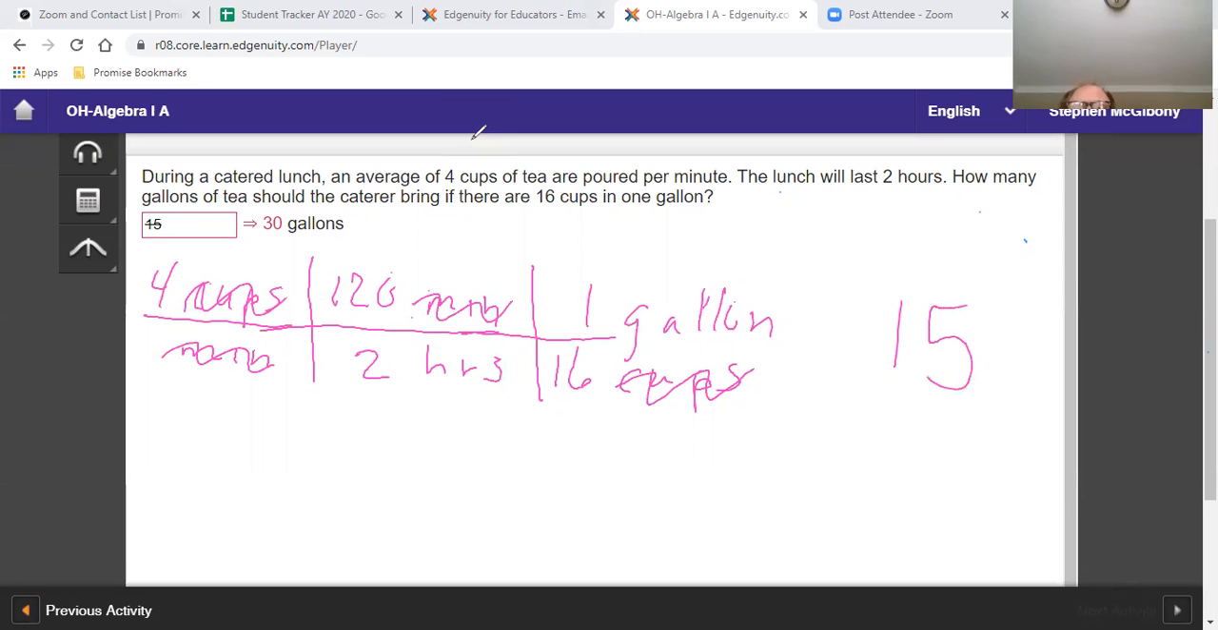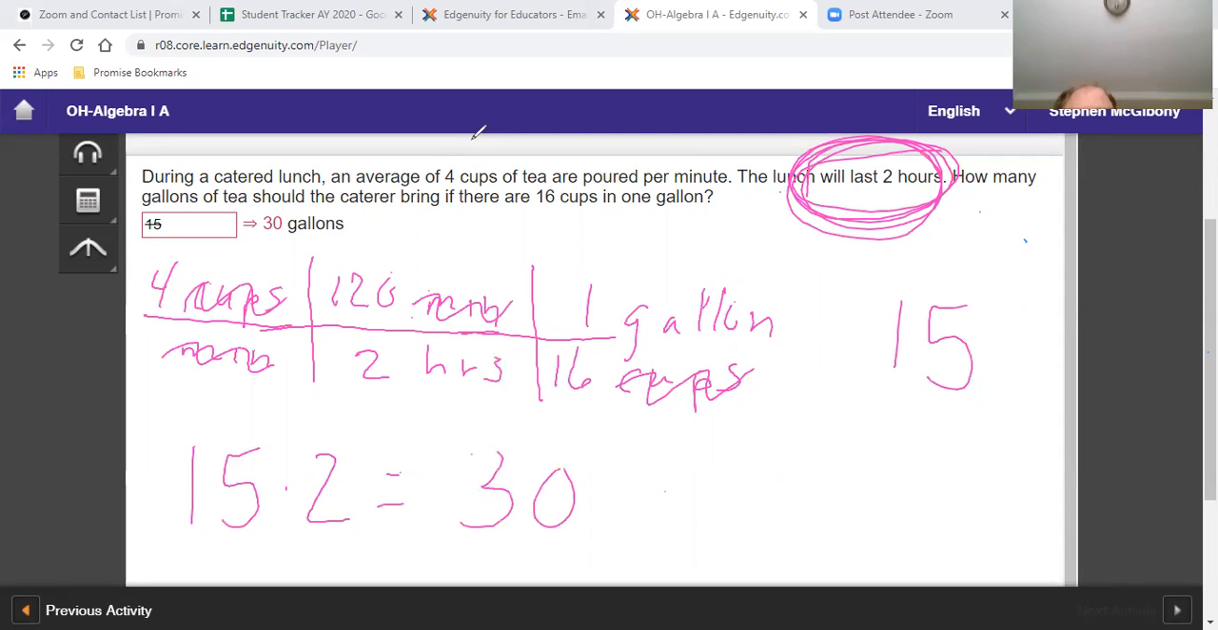15 gallons per hour. The lunch will last 2 hours. So it's at 15 gallons per hour, and it lasts 2 hours. We want to do 15 times 2, so 30 gallons.